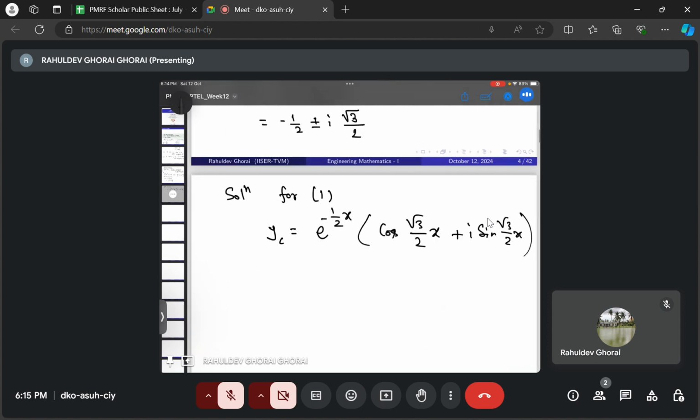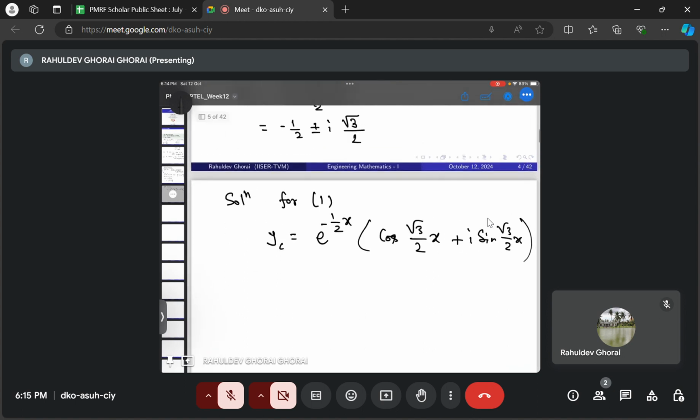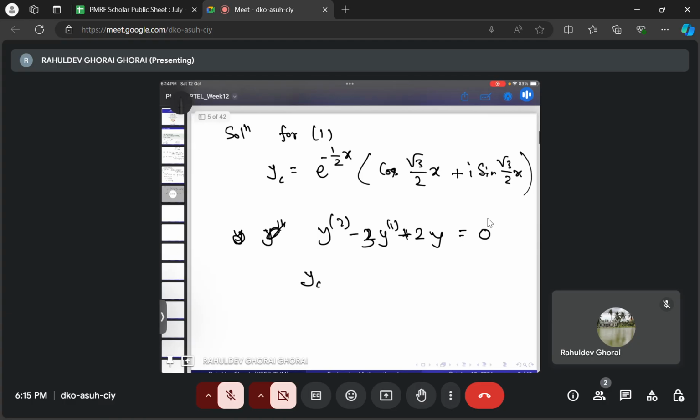Let's say the equation is y double prime minus 3y prime plus 2y equal to 0. In some examples you get an equation like this. So what will be the solution for this?